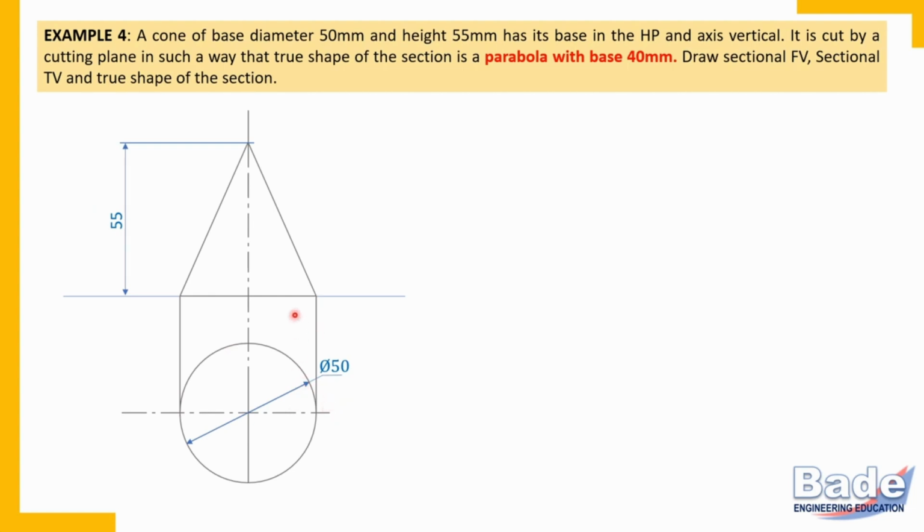Now, how to locate the cutting plane for the parabola of base 40 millimeters? Now listen, in the same video, in example number 2, I explained to you that the base of the parabola is line UV in the top view. So for base 40 millimeters, you must have line UV in the top view, 40 millimeters long. So how to do that? Try to understand.